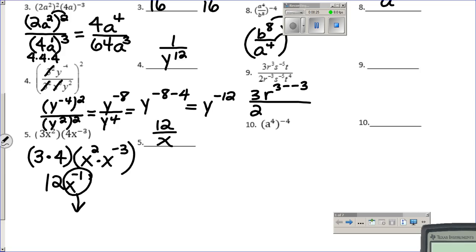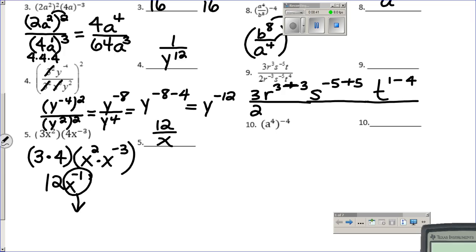So remember, when you subtract a negative, it becomes 3 plus 3. We have s to the negative 5th power, and we are subtracting a negative 5, so this becomes negative 5 plus 5. And we have t to the 1 power minus 4.